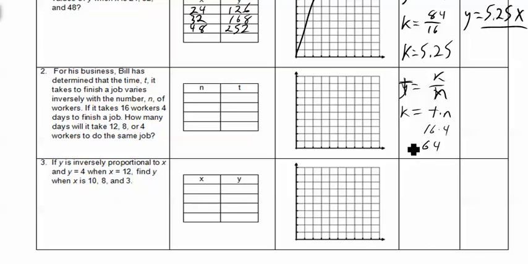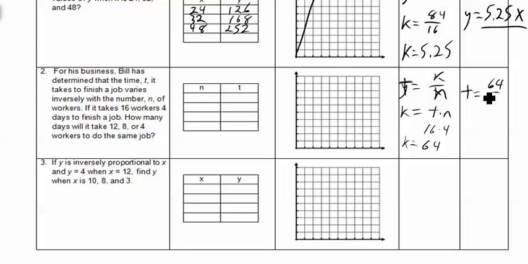So k is equal to 64. So here's our formula. T equals 64 over the number of workers. Time equals 64 divided by the number of workers. Right, so that's our formula. So we just plug that into our calculator into y1. Now remember, you're going to have to use x here, so 64 divided by x in the calculator.